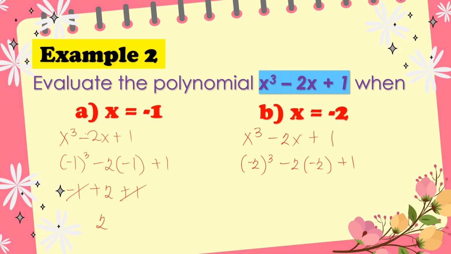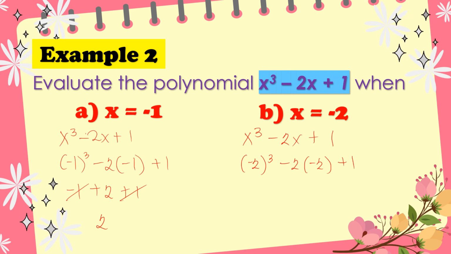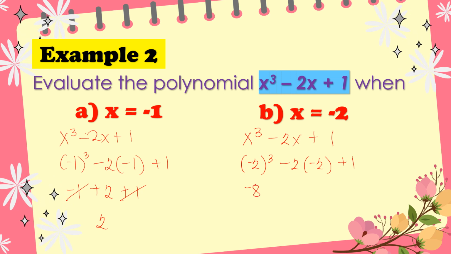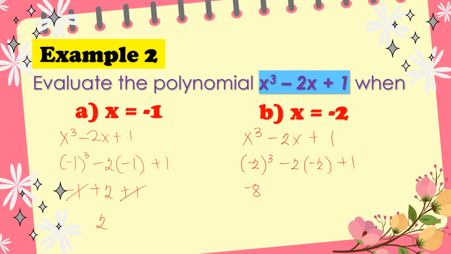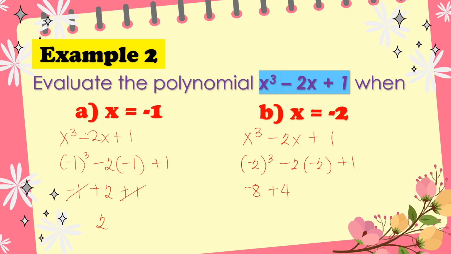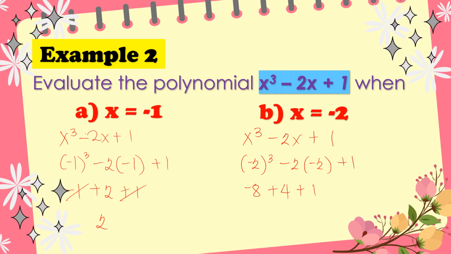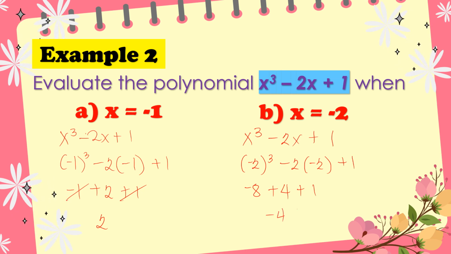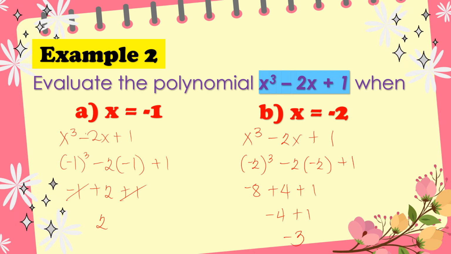So, simplify natin muna yung may exponent. So, negative 2 times negative 2 times negative 2. That is equivalent to negative 8. And then, negative 2 times negative 2 will give positive 4. And then, copy positive 1. So, negative 8 plus 4, that is negative 4 plus 1, that is negative 3.